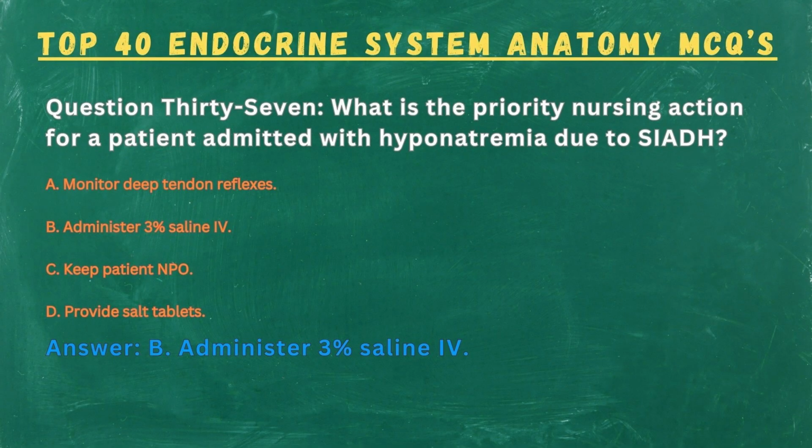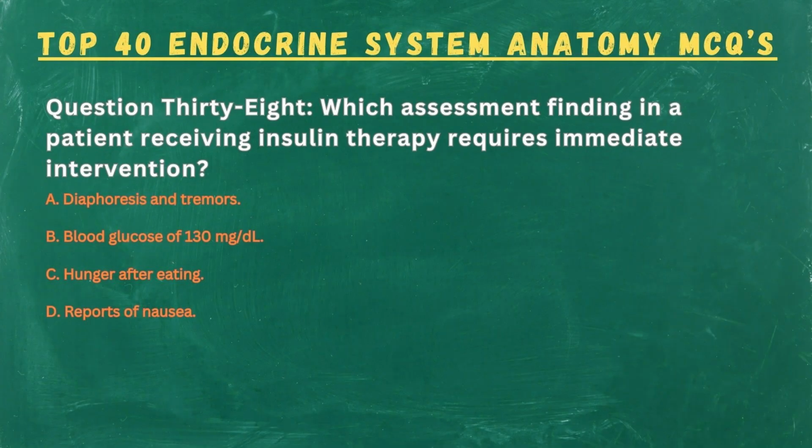Answer: B. Administer 3% saline IV. Question 38. Which assessment finding in a patient receiving insulin therapy requires immediate intervention? A. Diaphoresis and tremors. B. Blood glucose of 130 milligrams per deciliter. C. Hunger after eating. D. Reports of nausea.